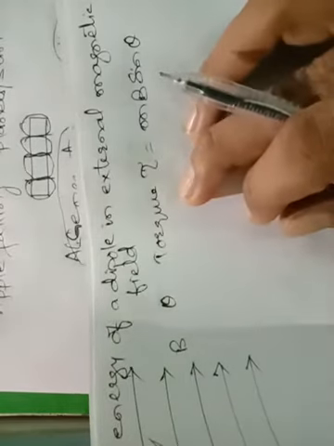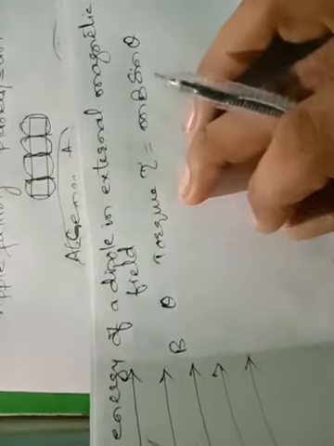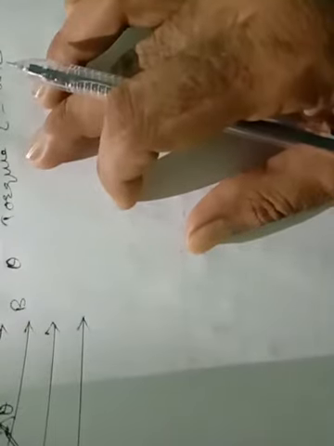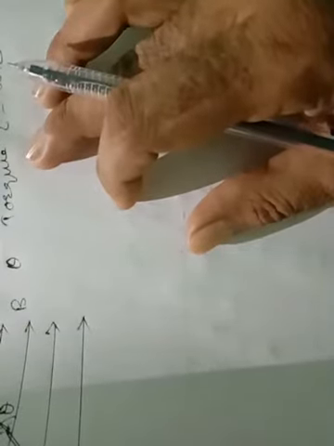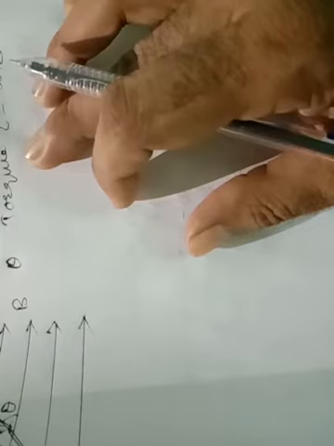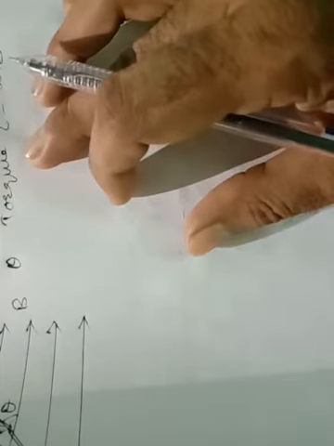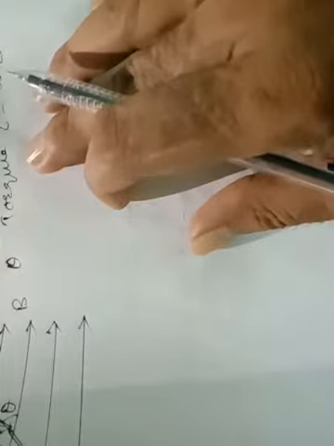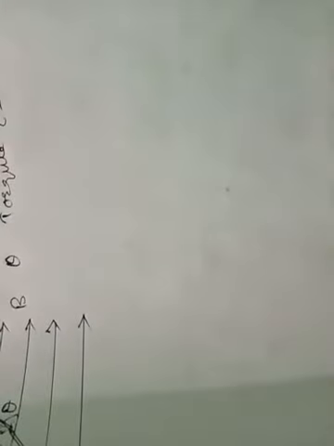Now listen here properly. When this needle is kept in a magnetic field, what will happen? There will be a deflecting angle theta, and the magnetic needle will experience a torque, and that torque is given by mB sin theta.